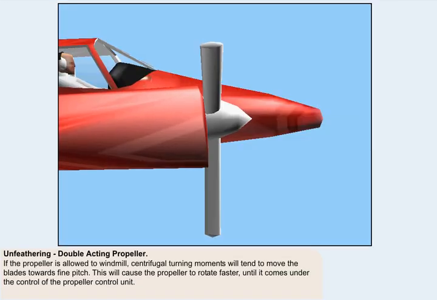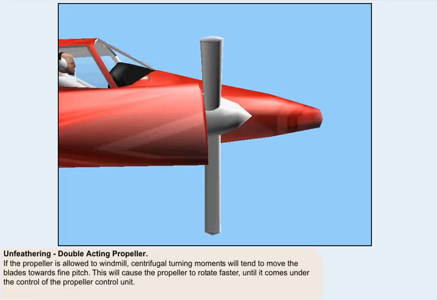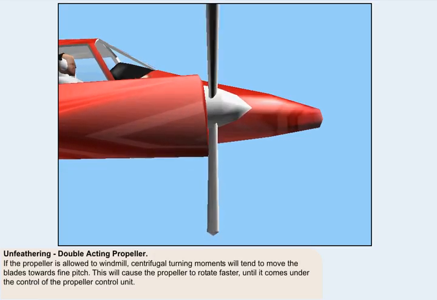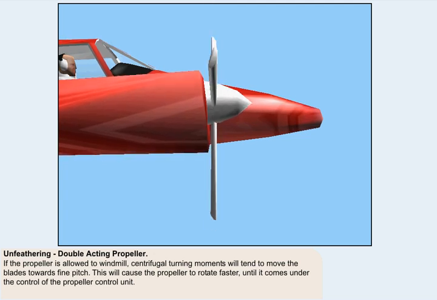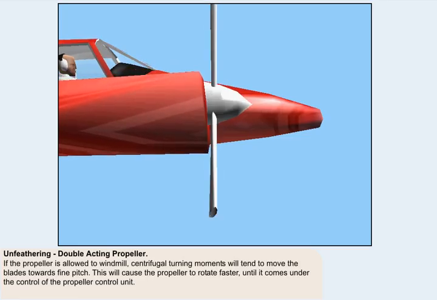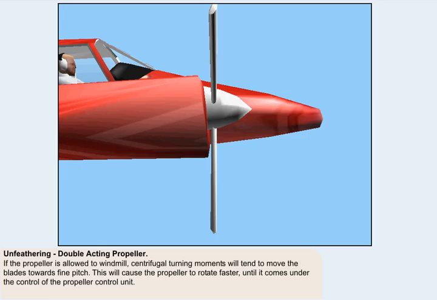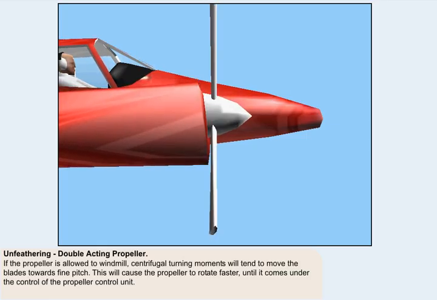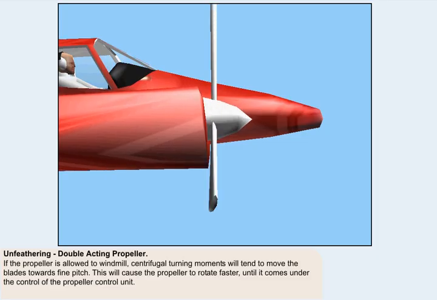If the propeller is allowed to windmill, the forces generated will cause it to try to unfeather itself. Moving the propeller blades a few degrees below the feathered position will cause the propeller to rotate, and centrifugal turning moments will tend to move the blades towards a finer pitch. This will cause the propeller to rotate faster, until it comes under the control of the propeller control unit.